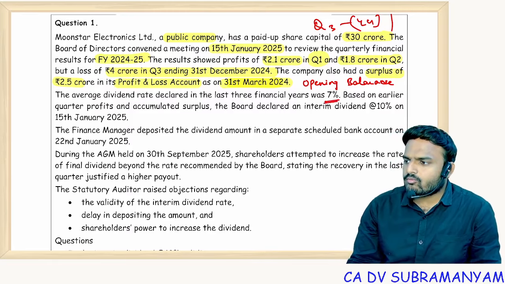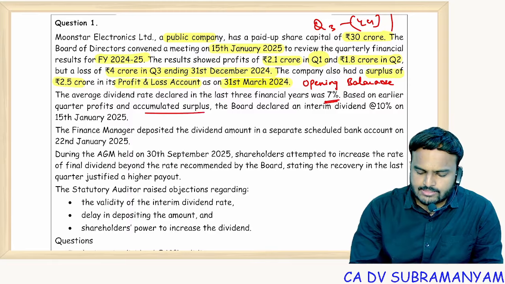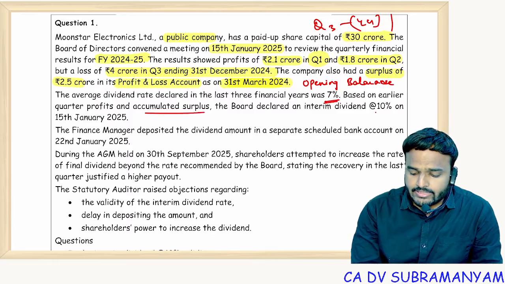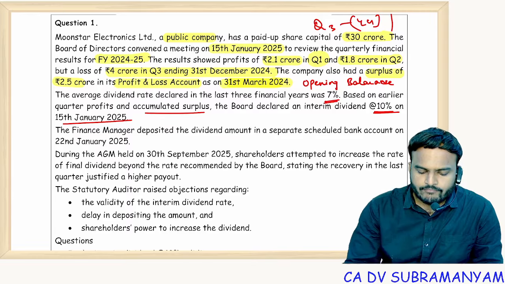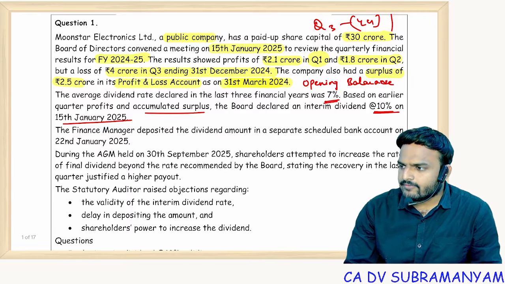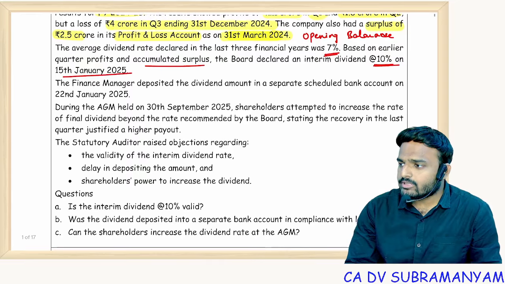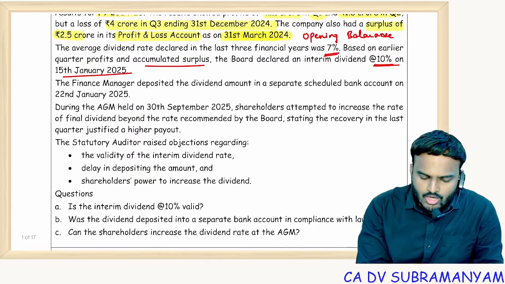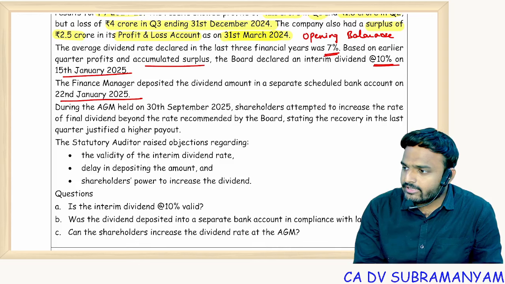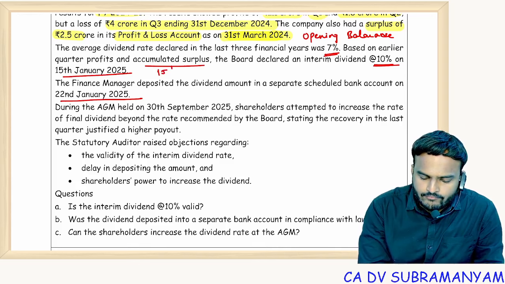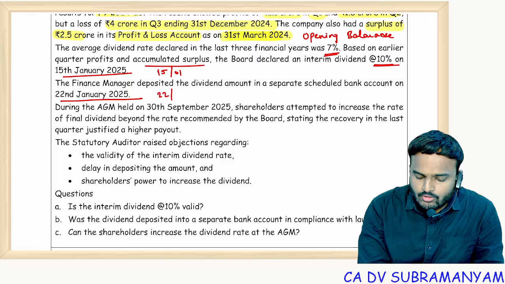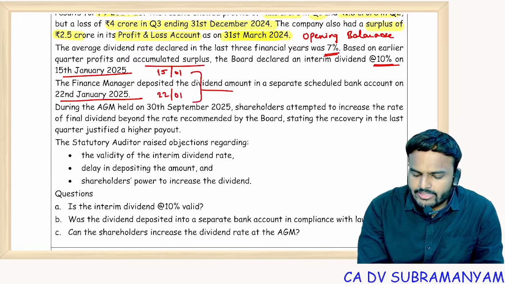Okay, the average dividend rate declared in the last 3 financial years was 7%. Based on earlier quarter profits and accumulated surplus, the board declared an interim dividend at the rate of 10% on 15 January 2025. The finance manager deposited the dividend amount in a separate scheduled bank account on 22nd January 2025. See, declaration happened on 15 January, but deposit happened on 22nd January. So how many days gap is there?